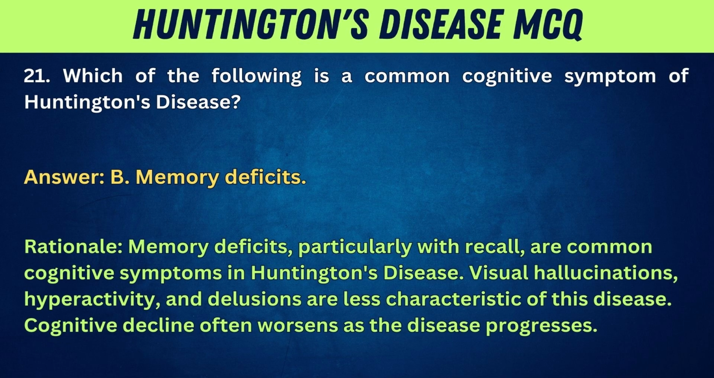Rationale: memory deficits, particularly with recall, are common cognitive symptoms in Huntington's disease. Visual hallucinations, hyperactivity, and delusions are less characteristic of this disease. Cognitive decline often worsens as the disease progresses.